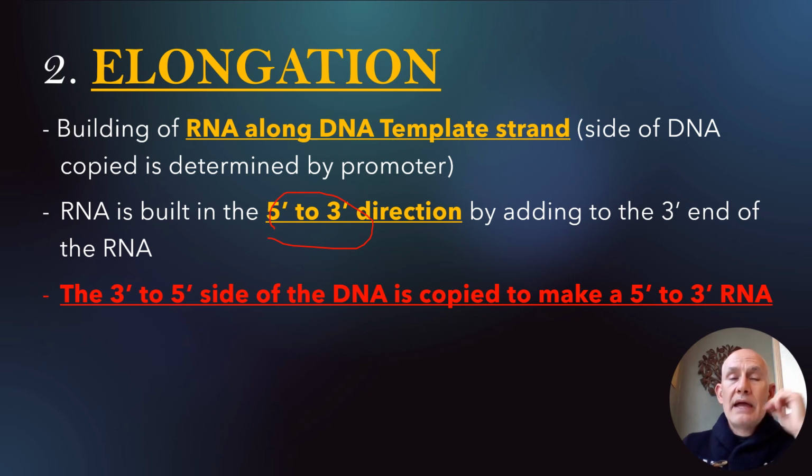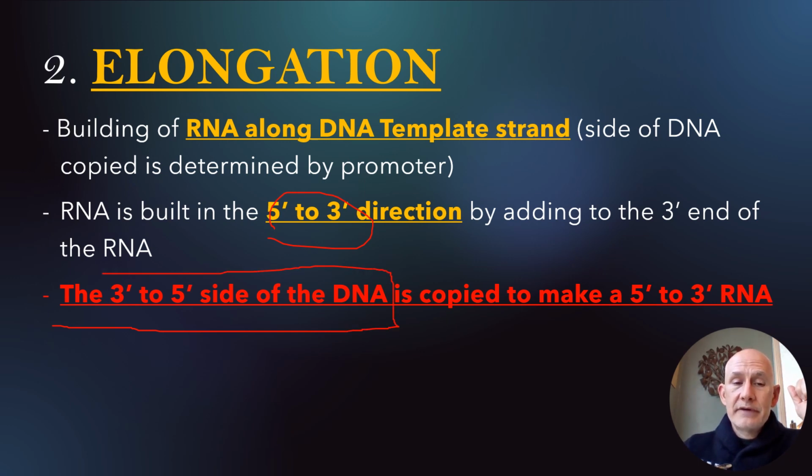And so if the DNA is G, the RNA will be C. If the DNA is C, the RNA will be G. If the DNA is T, the RNA will be A. But if the DNA is A, instead of T, we're going to have uracil instead of thymine. So again, 3' to 5' is how the DNA is read, and then the RNA is built 5' to 3'.